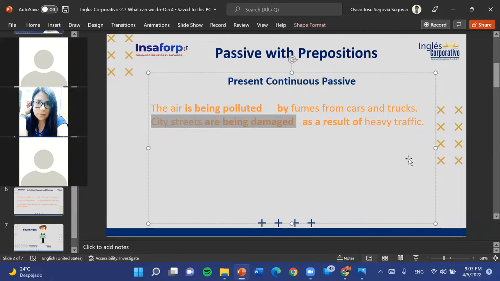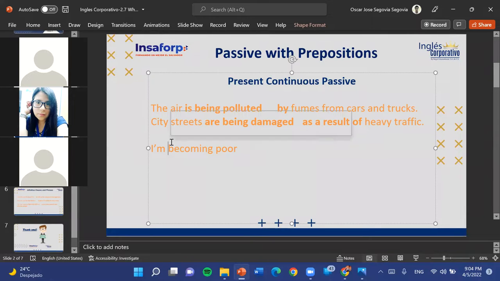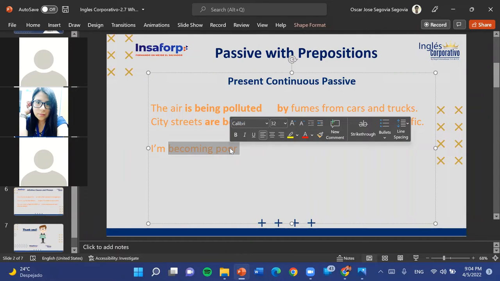O city streets are being damaged. O sea, eso tiene casi que completo sentido. Ahora, va a tener un sentido más específico si decimos, ¿verdad?, qué está causando, qué está generando esa situación. And here we have as a result of, como resultado de, ¿sí? As a result of heavy traffic. Here, we can place another example, not necessarily based on problems like this. We can, for example, say, I'm poor, or I'm becoming poor. Okay, and wait, no. We're going to do something different because this is also sad.